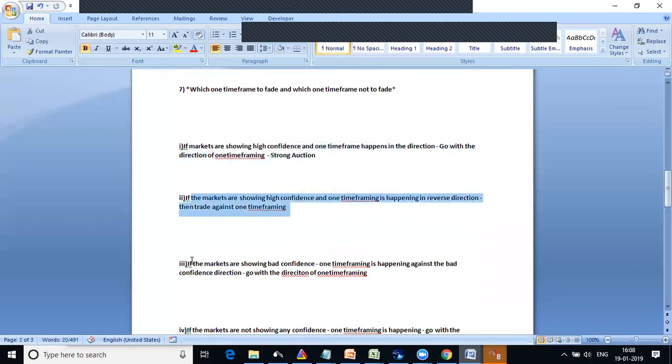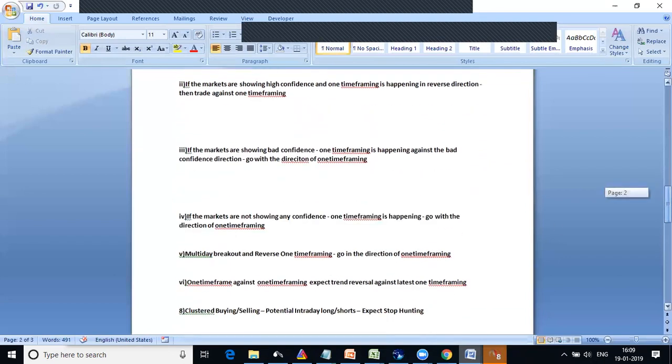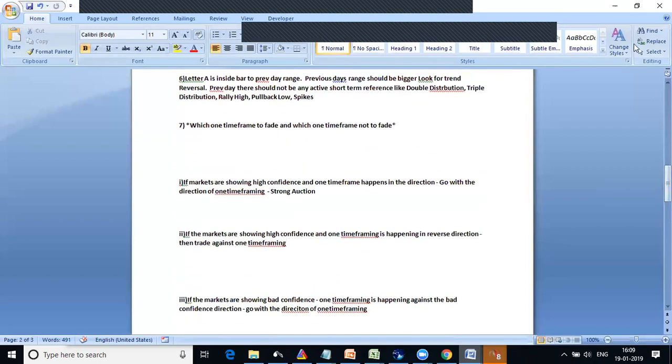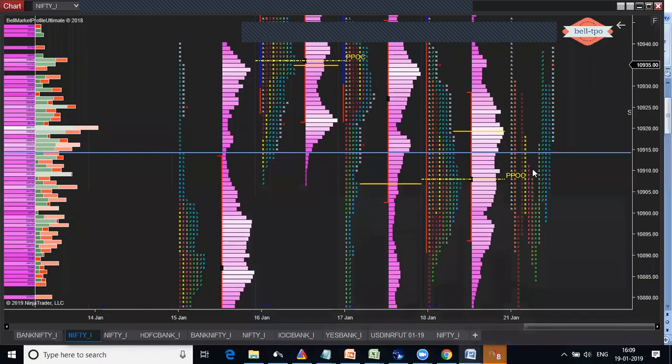So markets are showing bad confidence, and one time framing is happening against the bad confidence direction. Then only you have to go in the direction of the one time framing. Where is the reverse direction? It's only for high confidence. Markets are not showing any confidence, so it's not in the rule book here. It's not part of the rule book, so this has nothing to do with that. You have to leave it, go away.